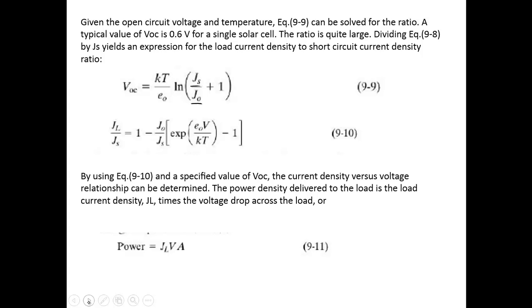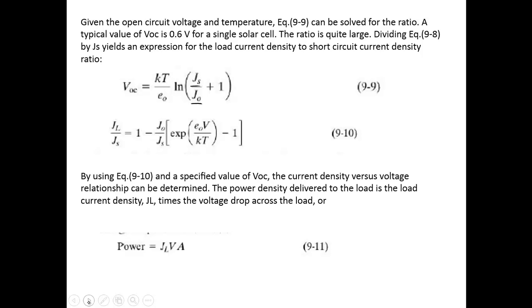So given the open circuit voltage and temperature, the equation can be solved for the ratio. A typical value of the open circuit voltage is 0.6 volts for a single solar cell. The ratio is quite large.